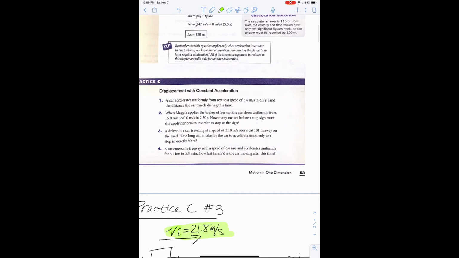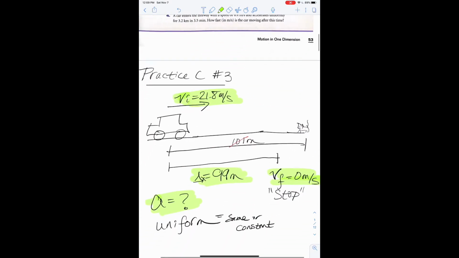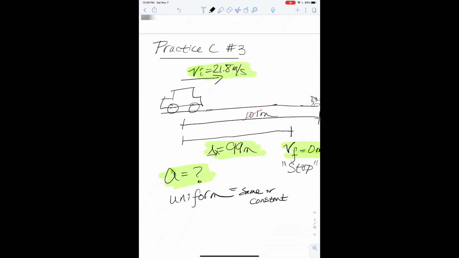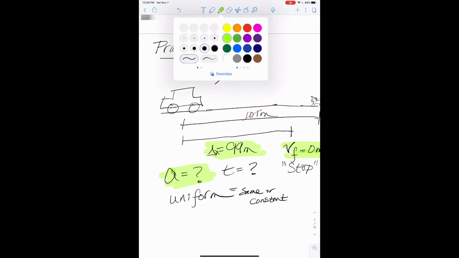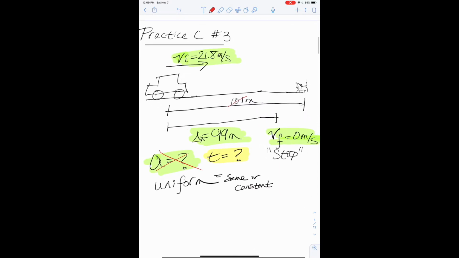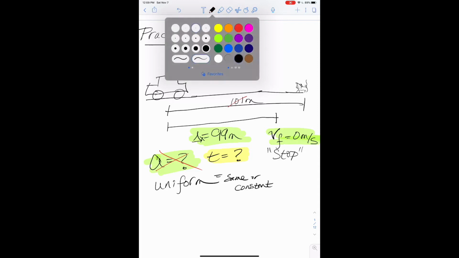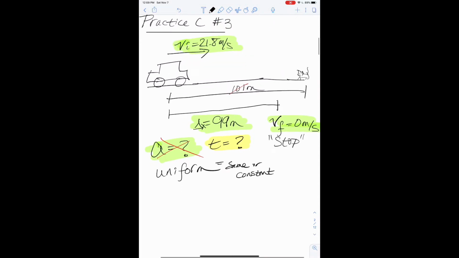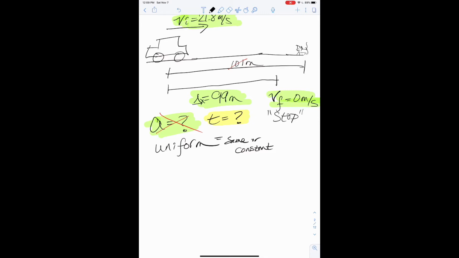Did they tell us time? Let's see. No, how long will it take? So this is what they're asking. How long will it take to make this stop? So we want to know time, right? We don't care about acceleration. We don't know it, and we don't want it in our formula. So ideally here, we'd pick a K formula without acceleration in it. So if you have your K formulas in front of you, the one you would choose is the one that doesn't have acceleration, which is K4. K4 looks like this.